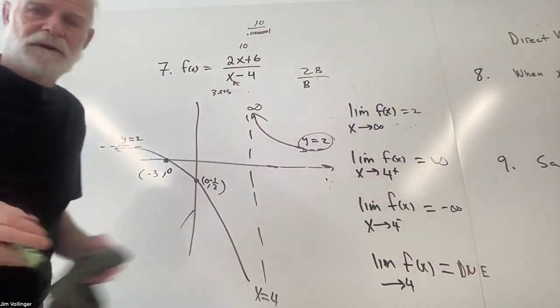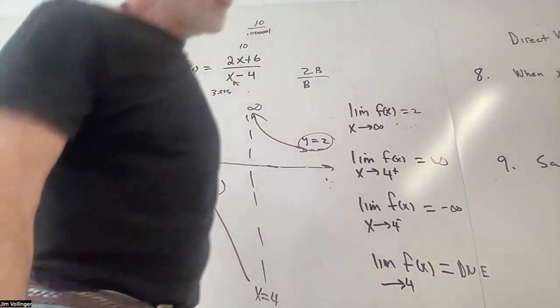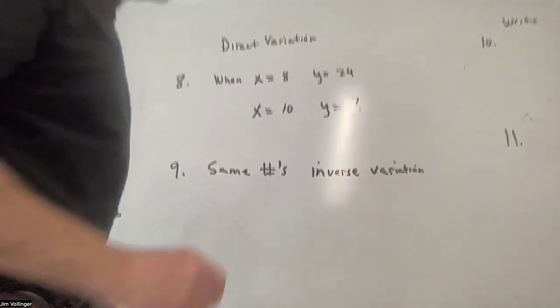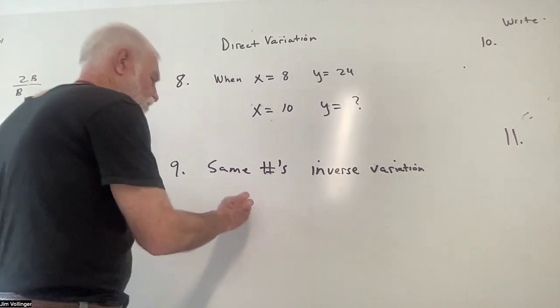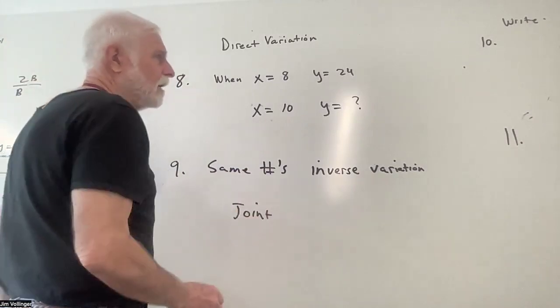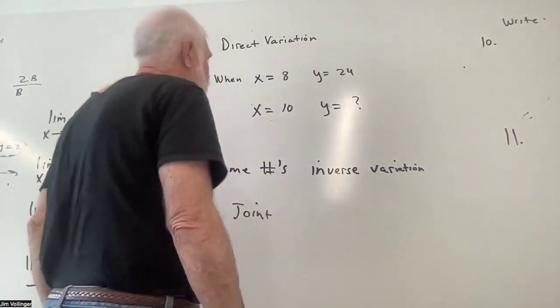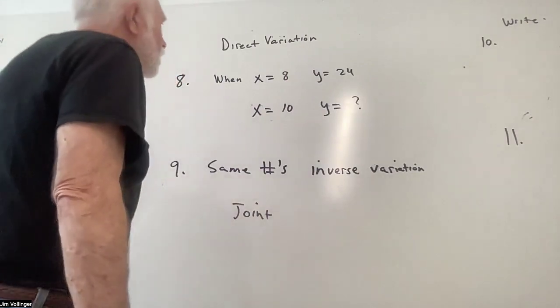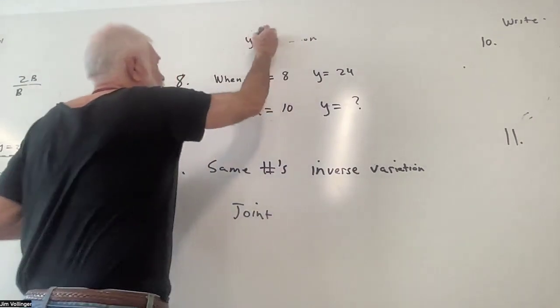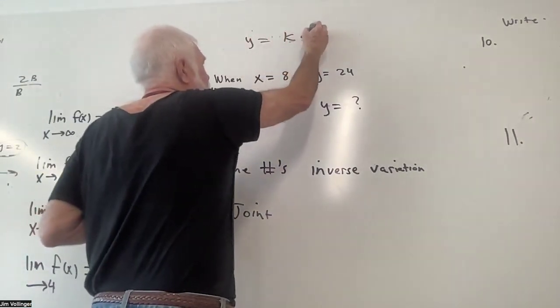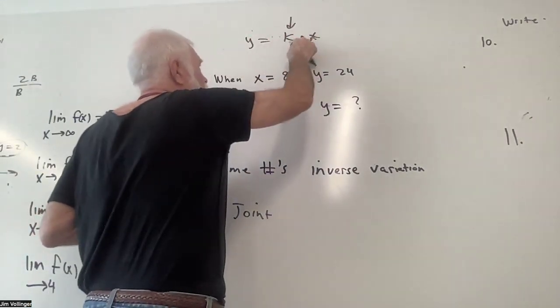First time you're hearing this stuff, relax. Variation. Three types of variation we're going to look at: direct, inverse, and joint. We'll worry about joint later, as in, maybe I'll have you write one. All right, so direct variation from your Algebra 1 class: Y equals K times X. That's called the constant of proportionality.